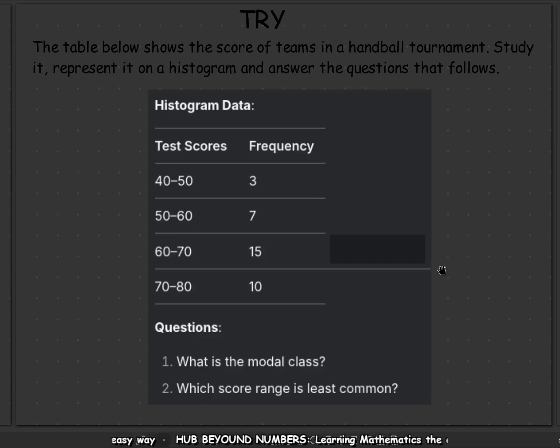Okay, so this ends our lesson on the mode. In our next lesson, we'll be looking at how to solve for the median. On your screen is a try work. You can try it and test your understanding.